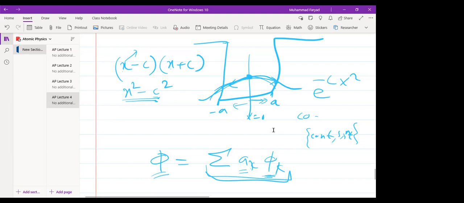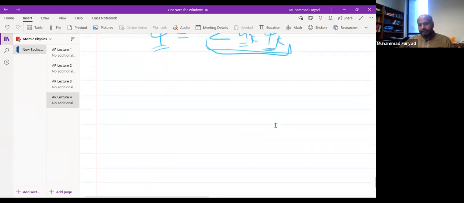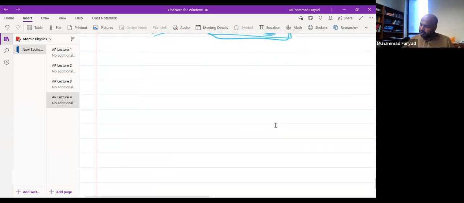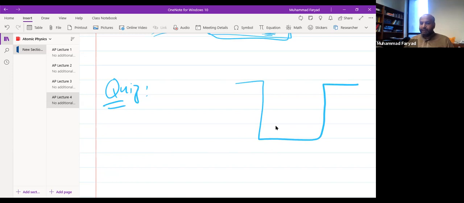Okay, actually, I think let's go for a quiz today, and let's just use this thing for the quiz. So the quiz is that, let's say you have a finite potential well, situated from x equal to minus a to plus a, and it has potential 0 inside the well and potential v naught outside the well. And let me give you the trial function myself.